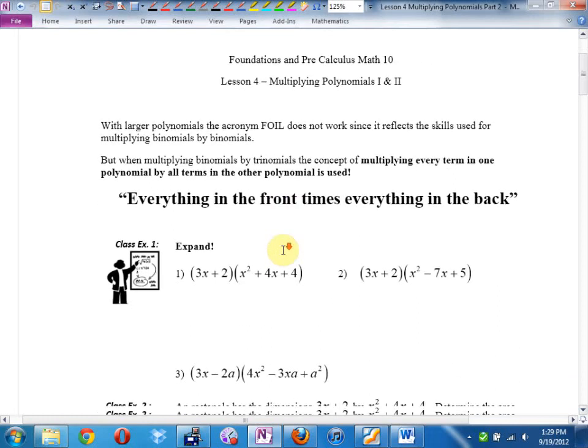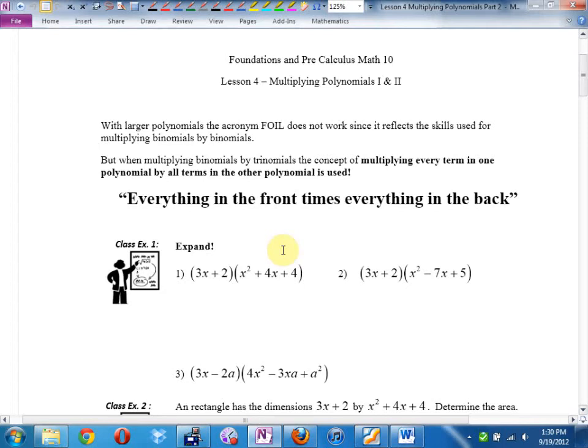So here we go. It says this, read along with me: with larger polynomials like trinomials and bigger, the FOIL acronym doesn't work, because FOIL only works for binomial times binomials. So I want to generalize this. When multiplying, say, binomials times trinomials, the concept of multiplying every term in one polynomial by all the other terms is used.